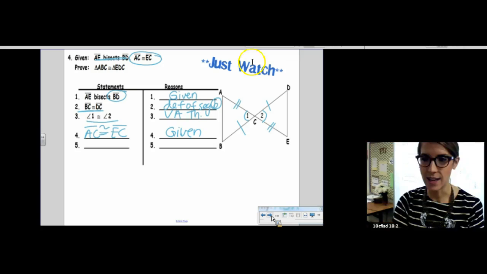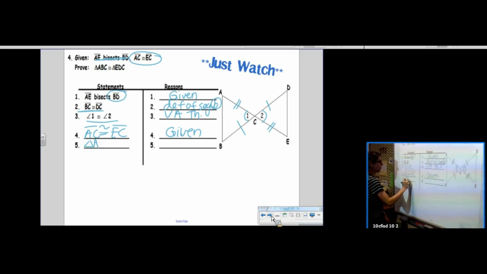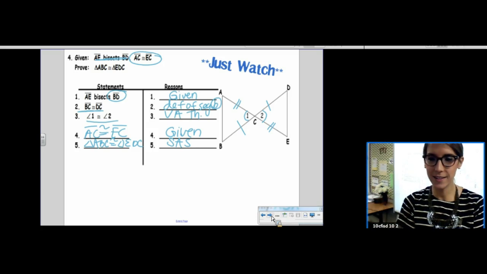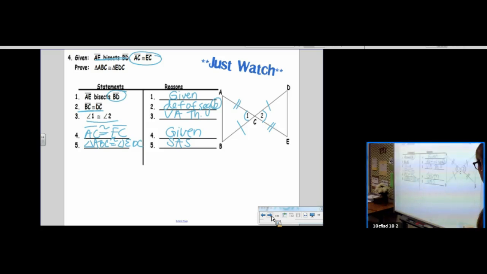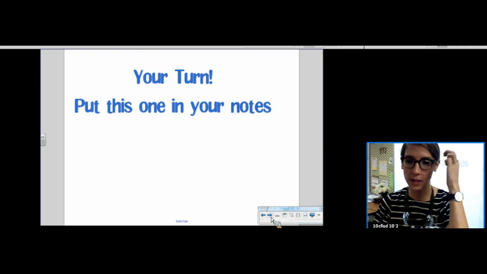And you know how to end this thing. How do we end it? Triangle ABC is congruent to triangle EDC by the side angle side congruence theorem. Woohoo! Okay, your turn. I want you to put this next one in your notes, so get ready.